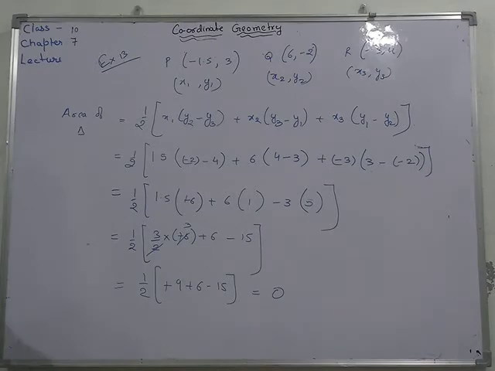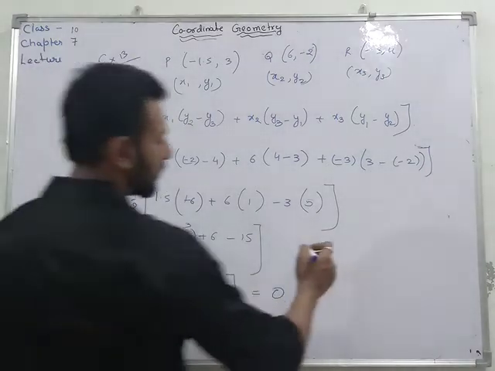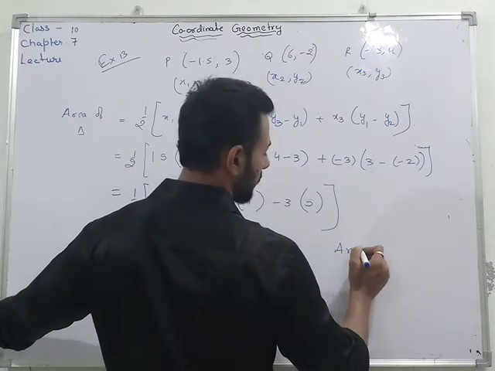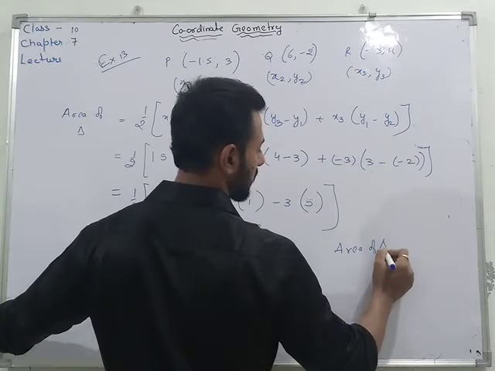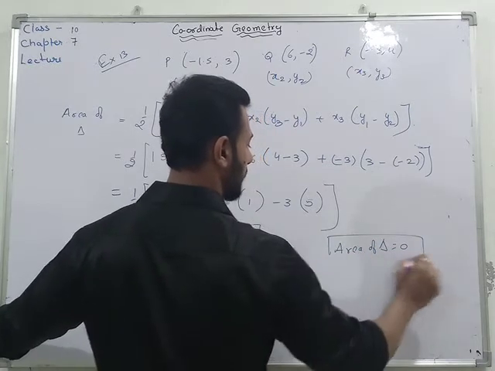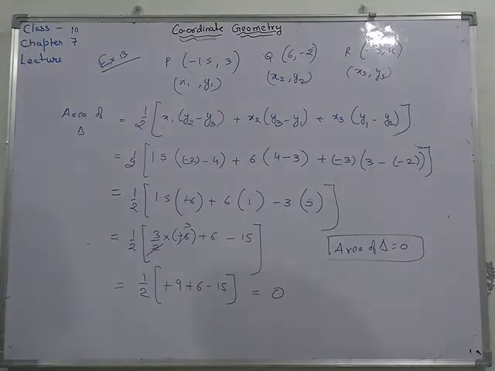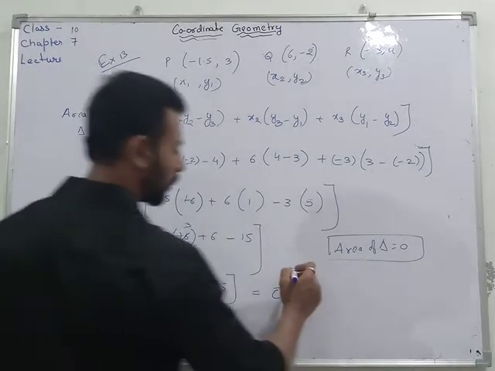So on solving, we are getting 0. That means the area of the triangle is equal to 0. If the area of the triangle is equal to 0, that means all the 3 points are lying on the same line, which says that the points are collinear.